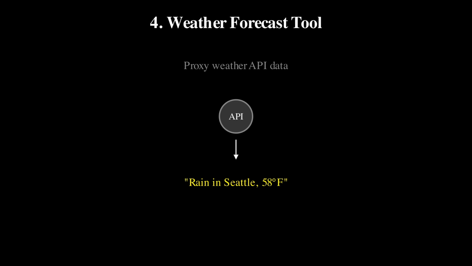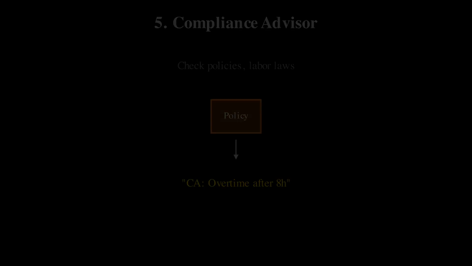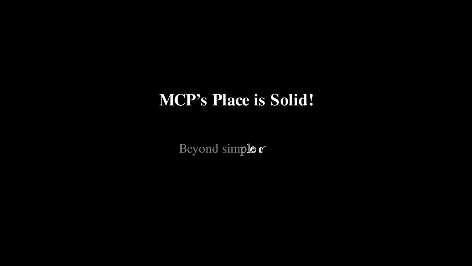A great match for MCP. Use case 5, compliance policy advisor. Ask about labor laws, compare policies with country-state guidelines, and return a text response. Great for static advisory use cases that don't need streaming or chaining. So yes, MCP still has a strong place in the AI tools ecosystem. But once you go beyond these kinds of simple atomic tools, that's when the pain starts.